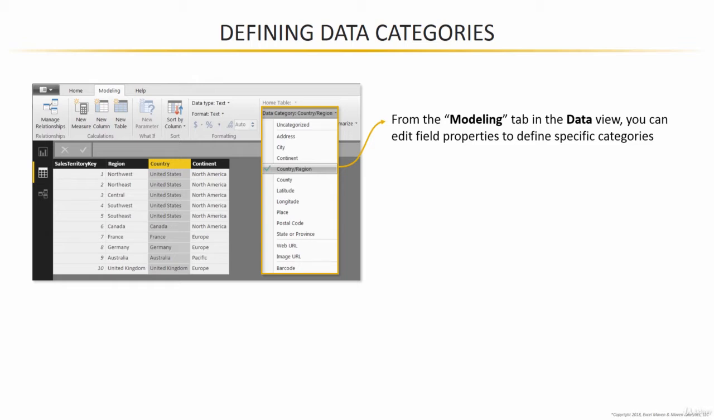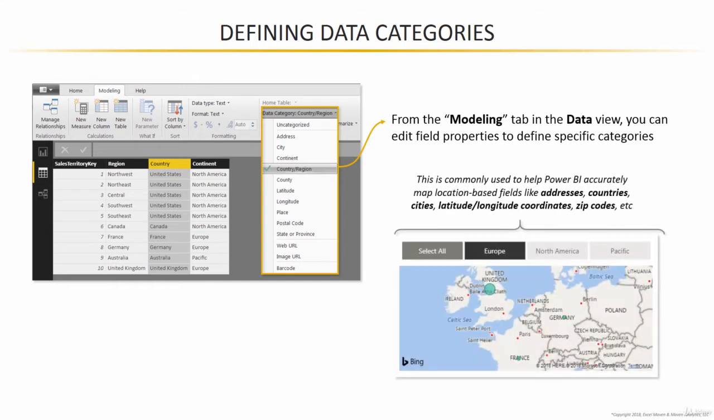also categories. And many of these categories that you see here are geographical in nature. They capture things like addresses, cities, latitudes, longitudes, etc. The purpose here is that categorizing your data in this way, especially geospatial data, helps Power BI accurately map and visualize those location-based fields, those things like addresses, countries, continents, zip codes, etc.